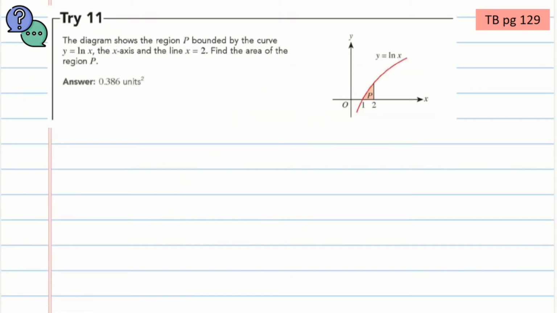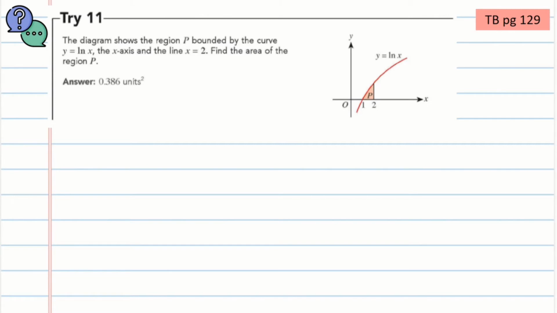Let's move on to take a look at try 11. We are given this diagram which shows the region P bounded by the curve y equals ln x, the x-axis, and the line x equals 2. So x equals 2 is a vertical line. Find the area of the region P.